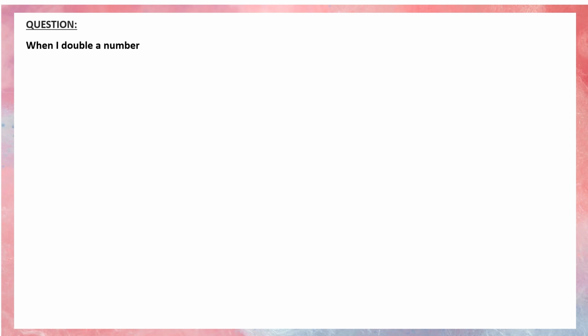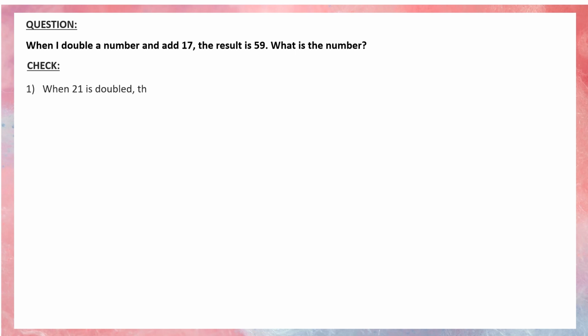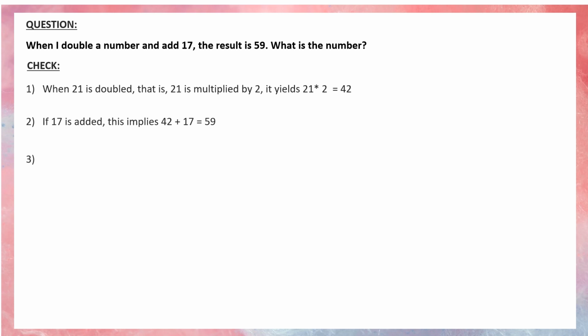But what we'll also do is to check and see whether our answer 21 is correct. And how do we do that? So we say when we double a number, and this time around we know that the number is 21. When we double 21, we multiply 21 by 2. And when we multiply 21 by 2, we have 42. And then we also say that 17 is added to 42, and that gives us 59. So that tells us that our answer, which we solved as 21, is correct.